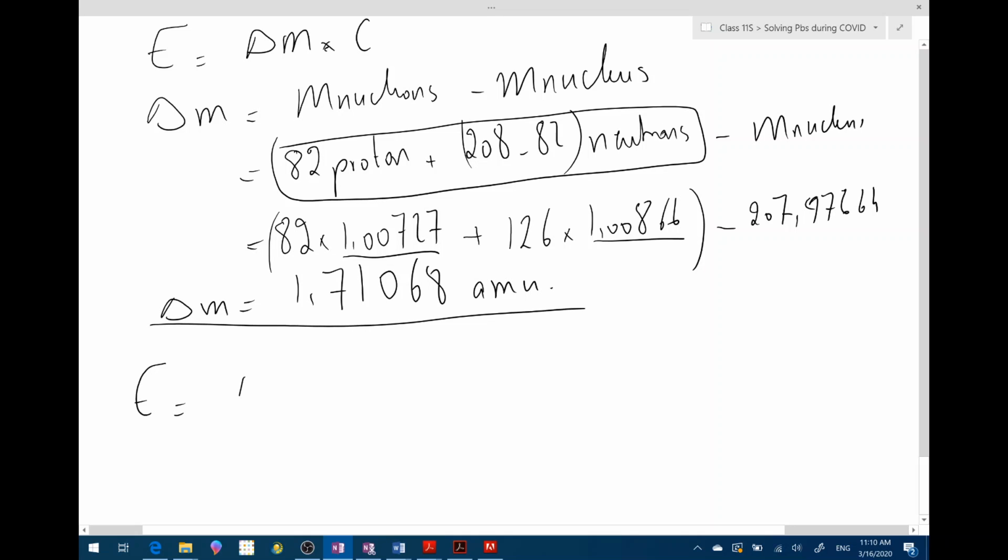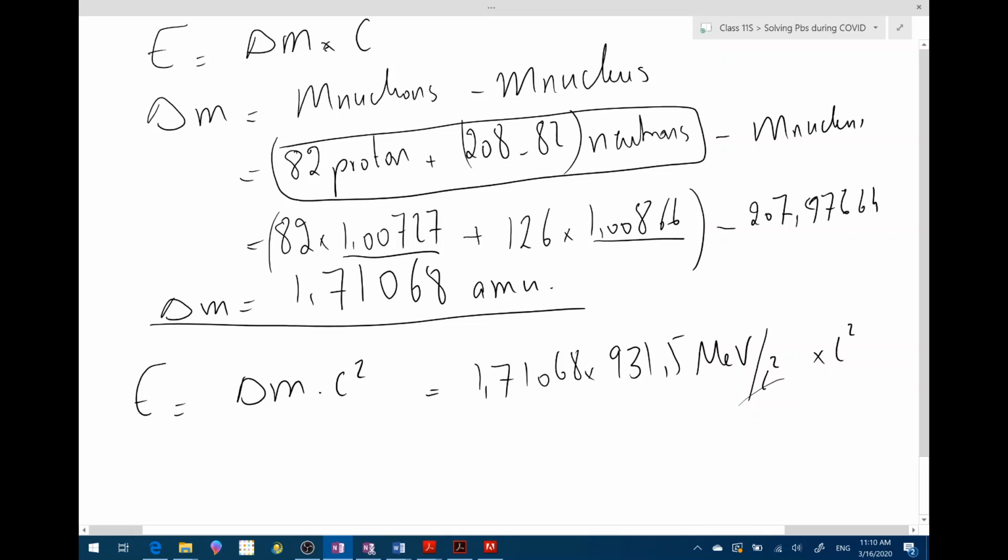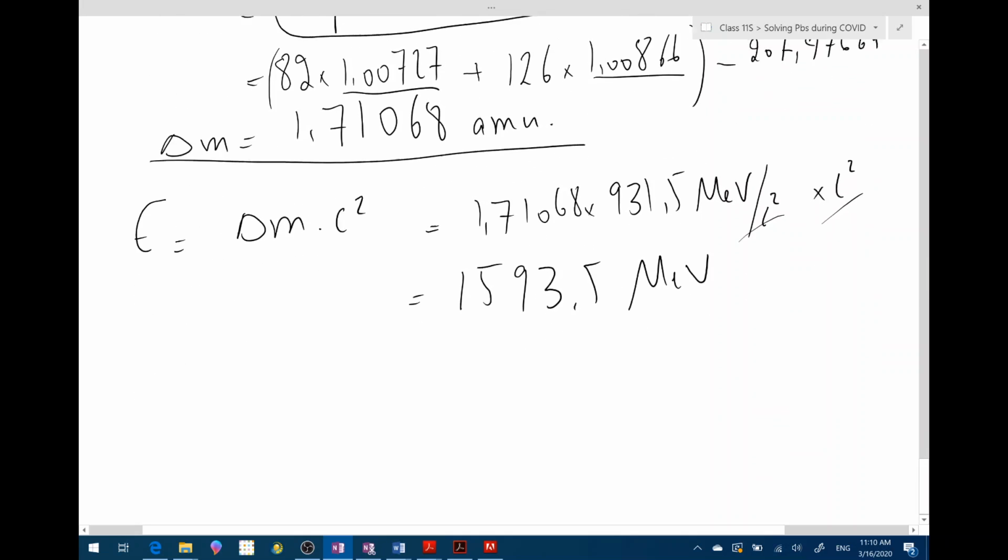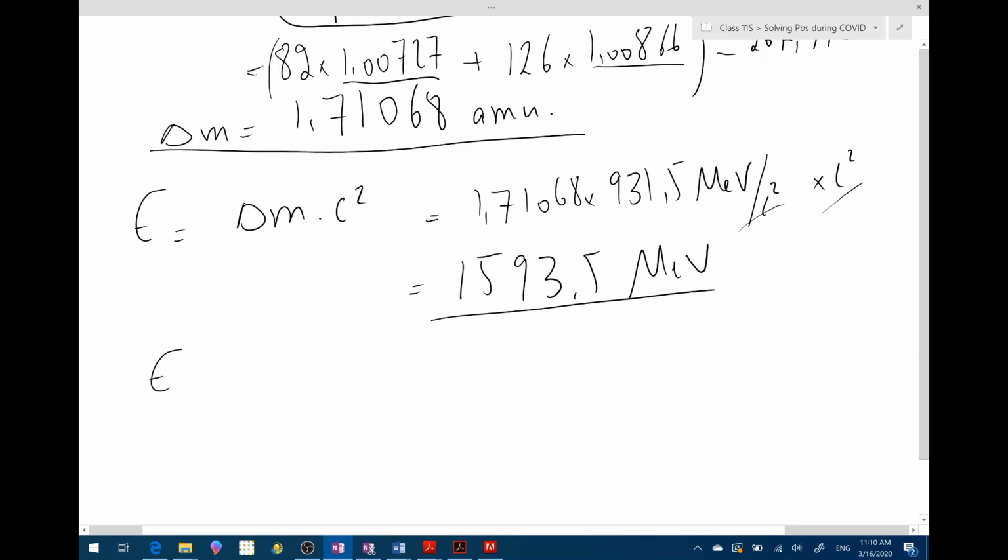To change that into energy, that would be delta M times C squared, with delta M being 1.71068 times the magical number 931.5 MeV per C squared, and we have that C squared. So you'd end up having 1.71068 times 931.5, that would be 1593.5 MeV. This is the bonding energy for lead, and they want the bonding energy per nucleon for lead.